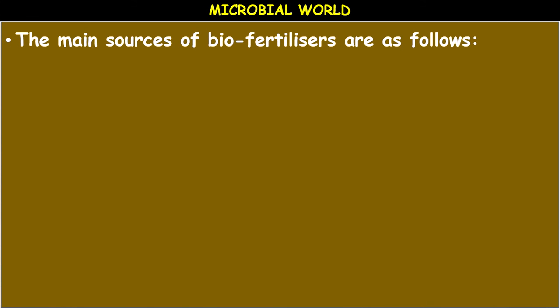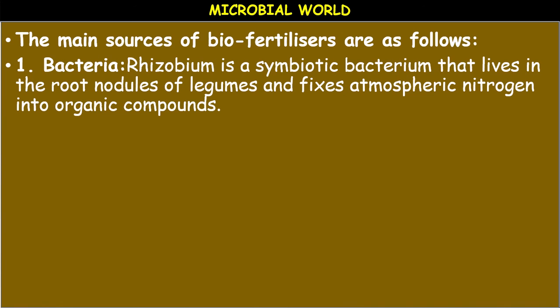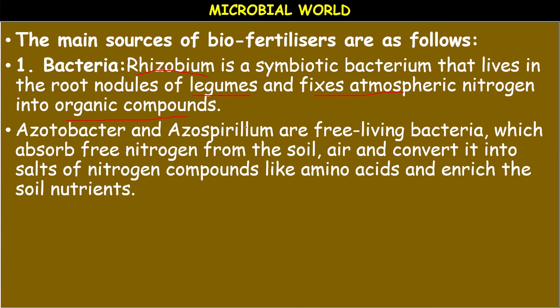The main sources of biofertilizers are bacteria. Rhizobium is a symbiotic bacteria that lives in the root nodules of legumes. Legumes means like groundnut, peas, beans, bean family plants. Okay. What is their function? They fix the atmospheric nitrogen into organic compounds, means they convert the atmospheric nitrogen into nitrites and nitrates. This is called nitrogen fixation. That is why these rhizobium bacteria are called nitrogen fixing bacteria.